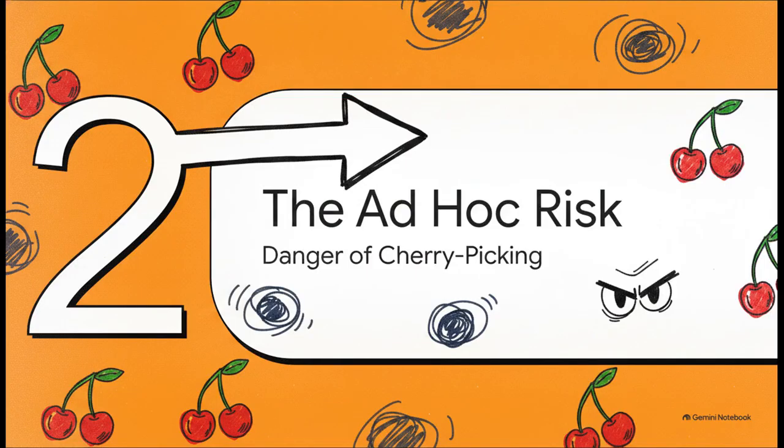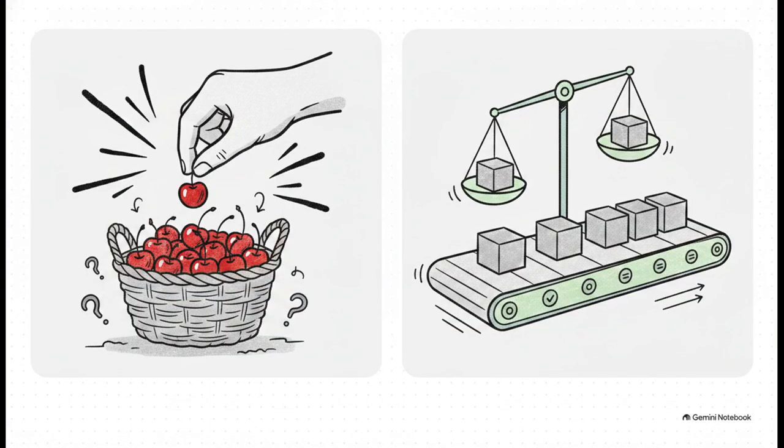Moving right along to Section 2, the ad hoc risk, the danger of cherry-picking. Let's look at the lowest maturity level of literature reviews and expose the hidden dangers lurking in that traditional related work section you see in most research papers. When we contrast standard ad hoc reviews with systematic ones, a pretty massive flaw gets exposed.